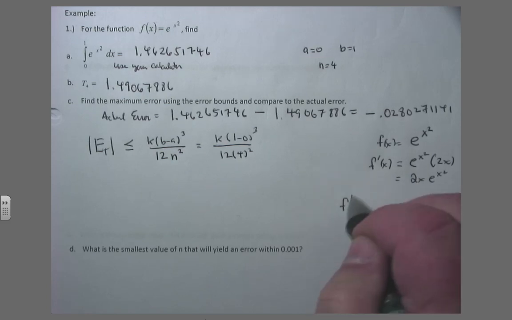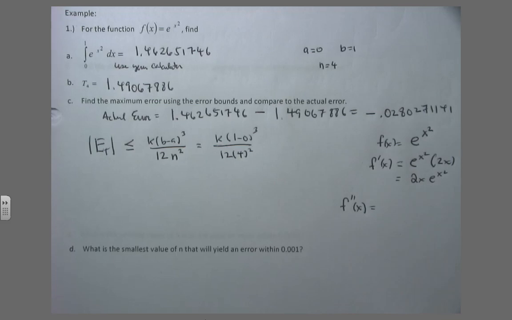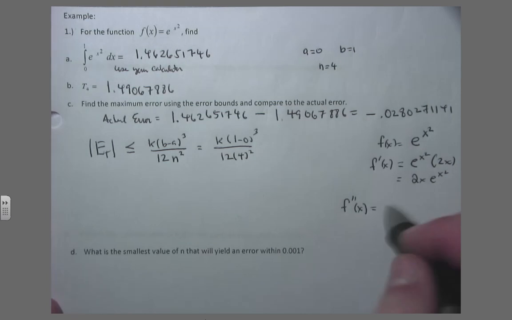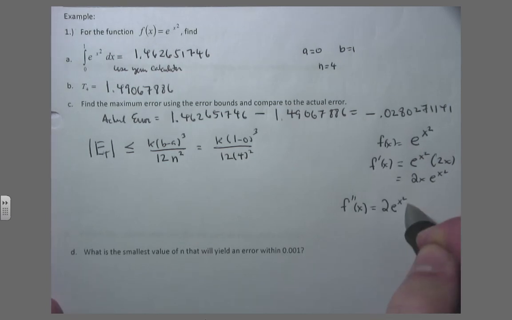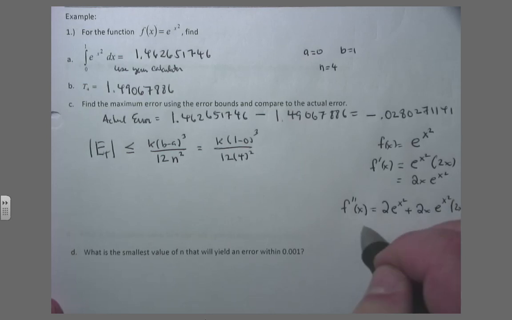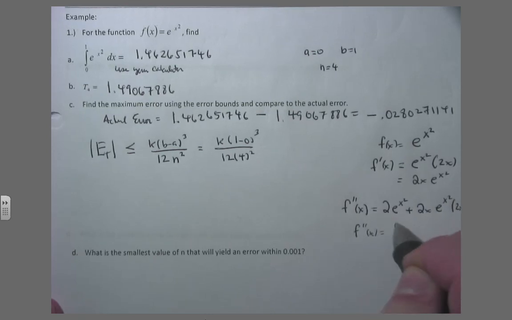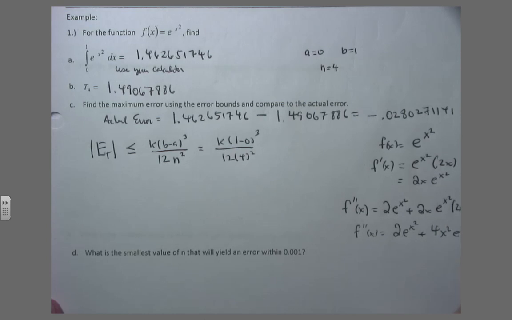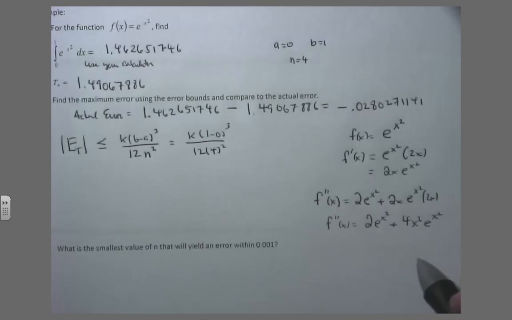So now, what rule do I have to use to take the second derivative? 2x times e to the x squared. Product rule. Derivative of the first times the second plus the first times the derivative of the second. The derivative of 2x is 2 times the second, e to the x squared, plus the first, 2x times the derivative of the second. Well, the derivative of e to the x squared, chain rule, is e to the x squared times 2x. So you can clean up this second derivative, and you get 2e to the x squared plus 2x times 2x, which is 4x squared, e to the x squared.